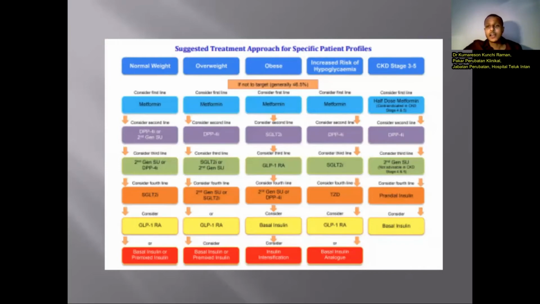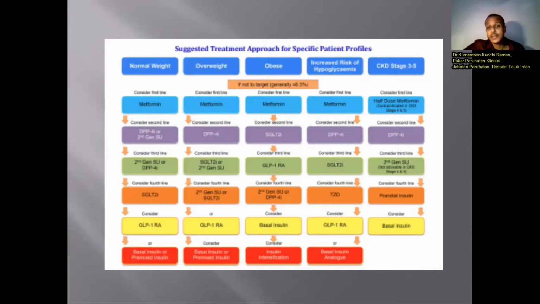Just basically, most of them are started on metformin as first line, except the CKD group where you halve the doses based on their eGFR. Now, if you look at the second line, a lot of them are proposing DPP4s like your vildagliptin or your saxagliptin or your sitagliptin, and also SGLT2 inhibitors. So SGLT2 inhibitors are good for obese patients or even heart failure patients as well.